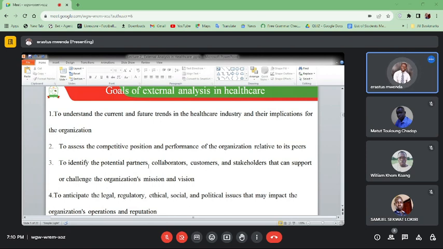And then also we need to be able to anticipate legal, regulatory, ethical, social, and political issues that may impact on the organization's operations and reputation. So external analysis is simply to say that it is very key. We cannot be able to avoid it because through it we can get to know those external factors that we did mention as we were starting, that are going to affect how the organization runs.